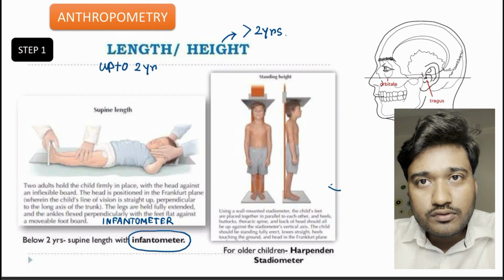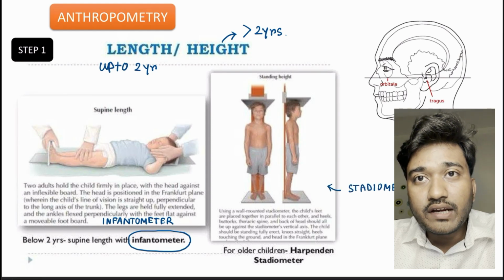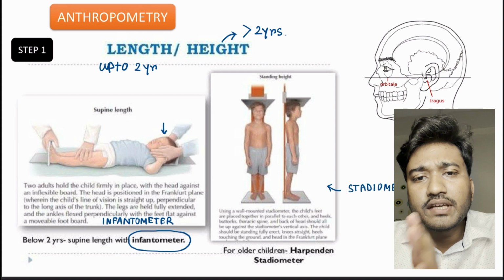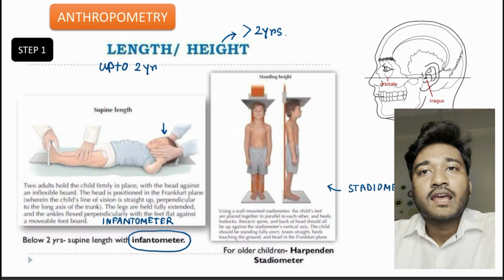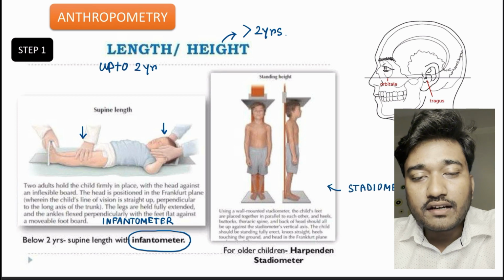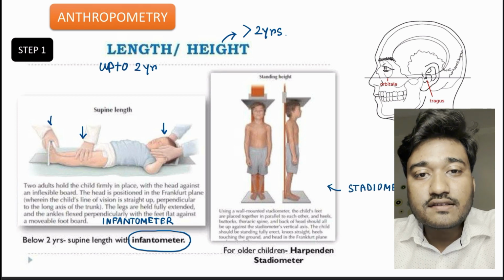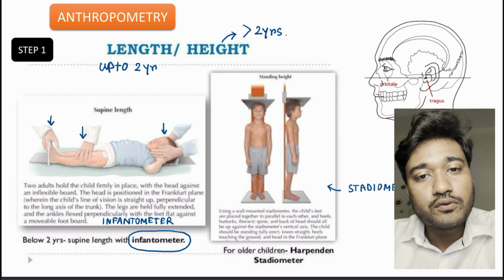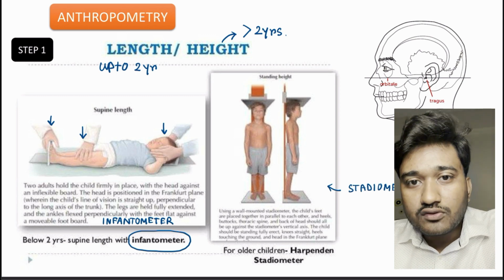One cardboard should be placed at the head end, and the child's head should be kept in a straight line, so that the Frankfurt's plane and the cardboard which is present above the head should be parallel. And another person should give pressure at the knee joint so that it touches the underneath surface, and another cardboard is placed at the foot end, so we can get the actual length measurement of the child.